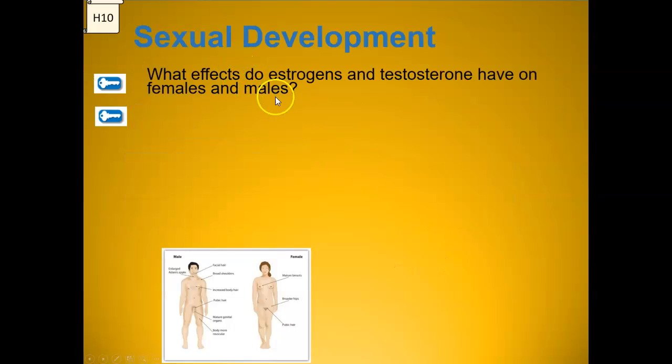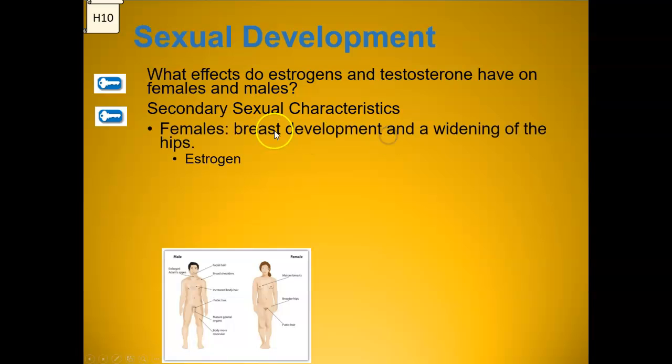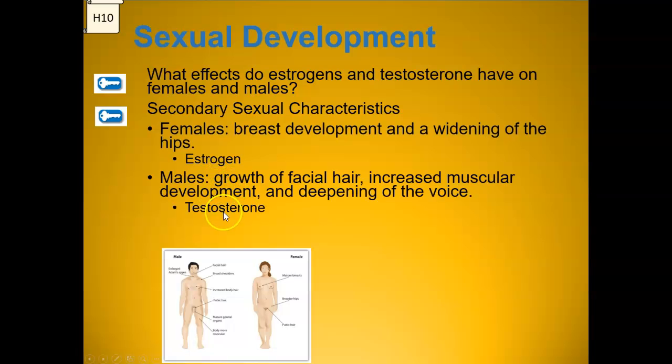So what effects do things like estrogen and testosterone have on males and females? That's one of our questions. This results in what we call our secondary sexual characteristics. In females, as bodies develop, estrogen results in breast development and a widening of the hips. In males, testosterone is the hormone we're dealing with, and it produces growth of facial hair, increased muscular development, and deepening of the voice. In both of these, it results in more body hair appearing. Not a huge amount of hair, but body hair appearing as a result of them.